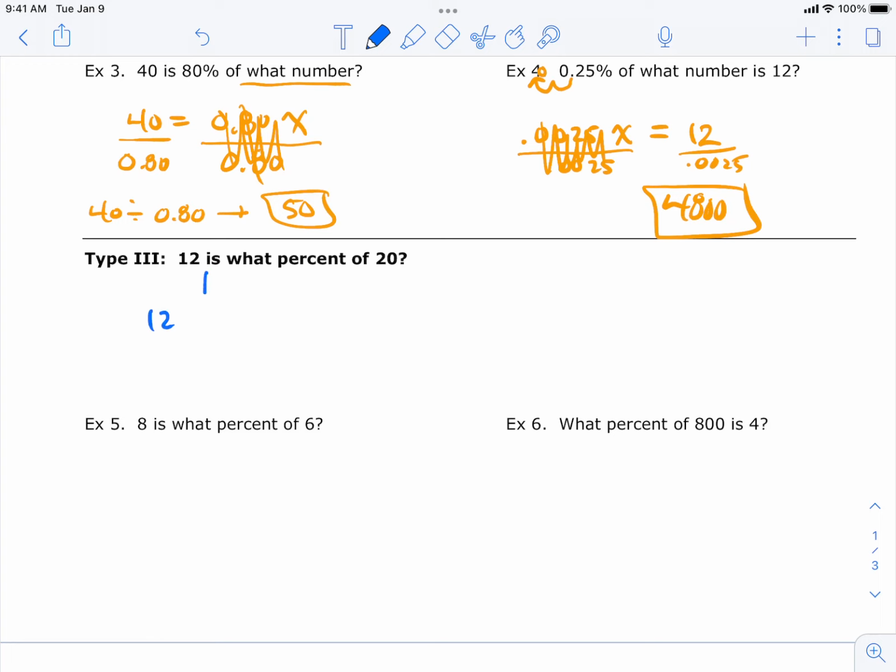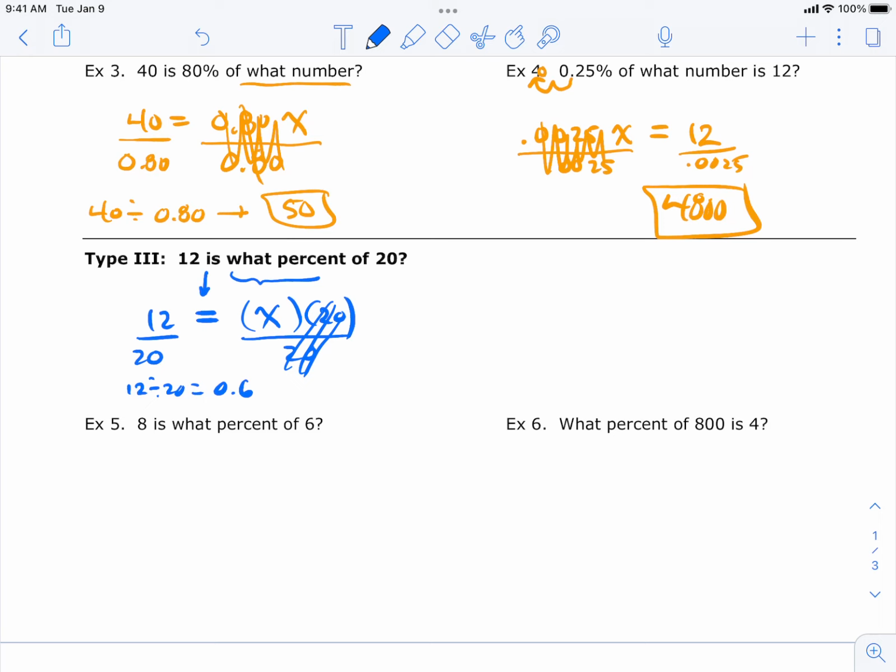12 is what percent? Well, you're supposed to make it into a decimal, but I don't know what else to do except call it X. So X, what percent is X? Of 20 means times 20, so I might write it this way. 12 is something times 20. What is that something? Well, you'd have to divide the 20 on both sides to cancel it away from that X. 12 divided by 20, by the way, will come out to 0.6.